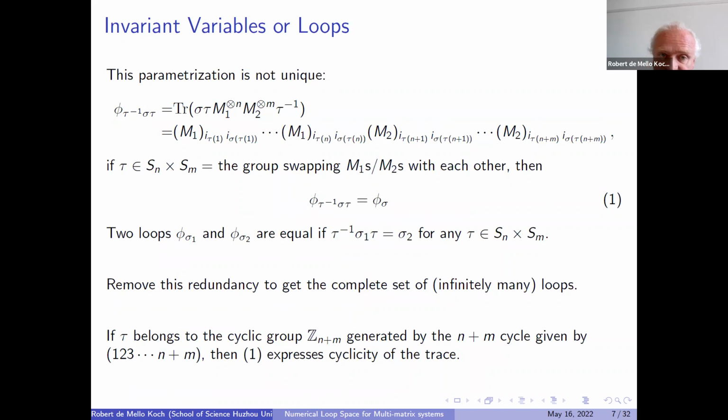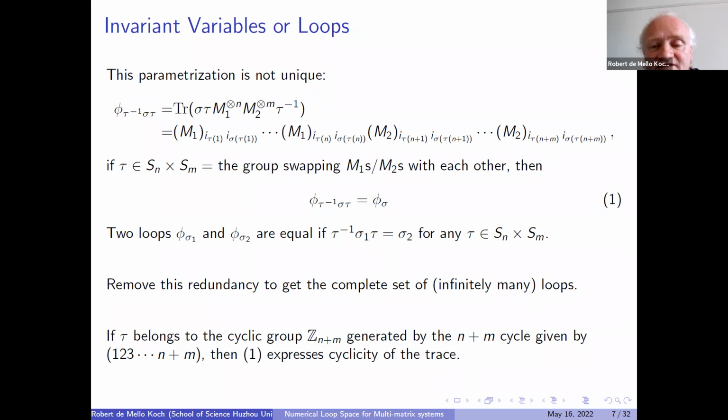And the parameterization of these loops is not entirely straightforward, basically because it's not unique. If you look at a loop parameterized by sigma, and you compare it to a loop parameterized by tau inverse sigma tau, those two loops are exactly the same if tau belongs to the permutation group that just swaps M1s amongst each other and M2s amongst each other. So you have to take into account that redundancy.